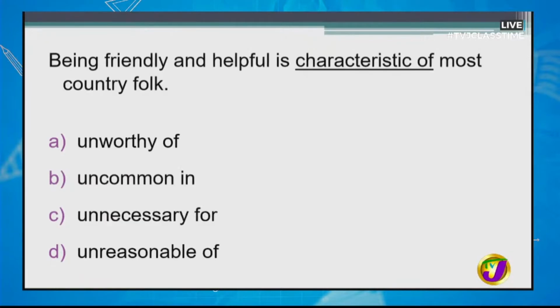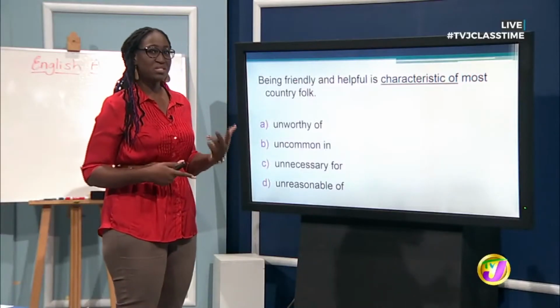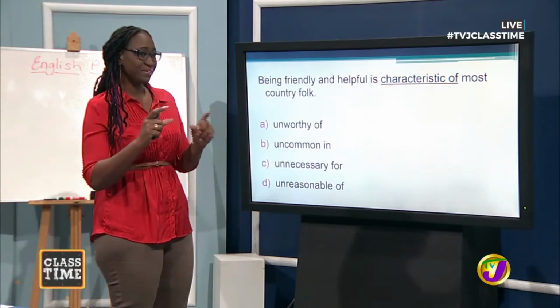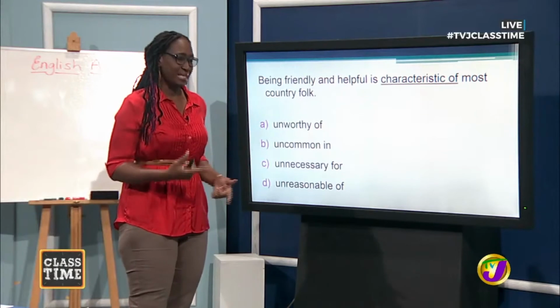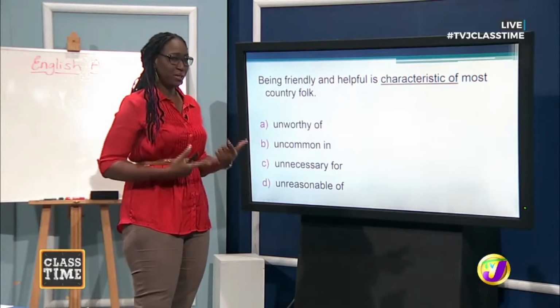Being friendly and helpful is characteristic of most country folk. So sometimes it's not a word that you have to find the opposite or even the synonym of, sometimes you get a phrase. So something that is characteristic of means what? What does it mean to be characteristic of? Think of the word character and characterize and use that to help you.